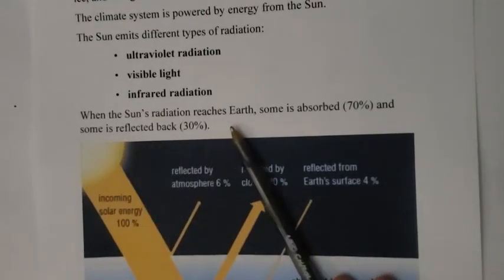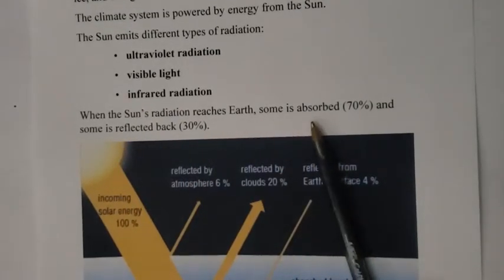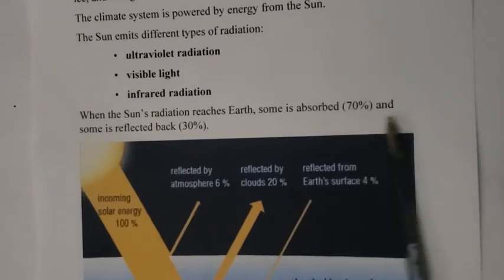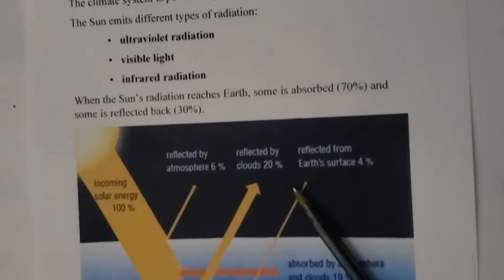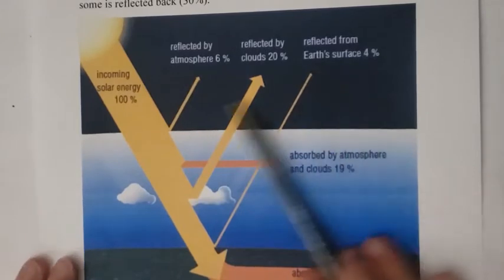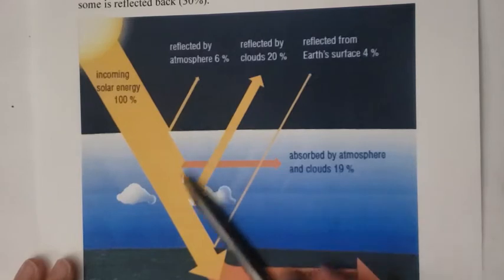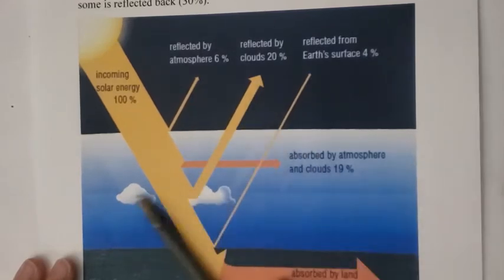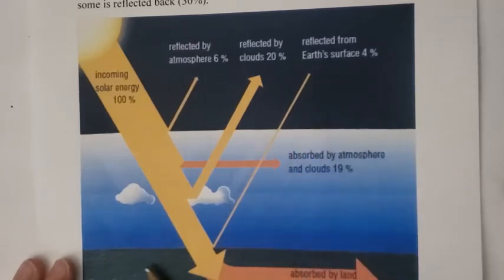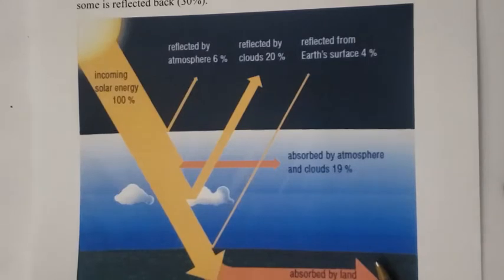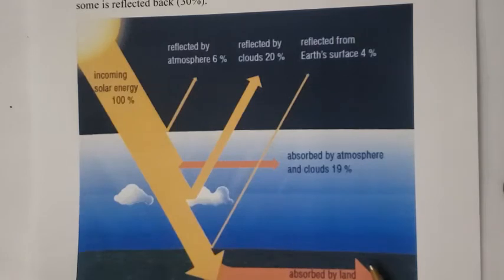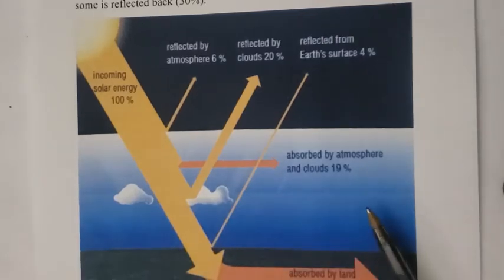When the sun's radiation reaches the Earth, some of it is absorbed, 70%, so most of it, and some of it is reflected back. When you look at this picture here, we see here's 100% of the incoming rays, and 6% is reflected by the atmosphere. We have another 20% reflected by the clouds, and then a little bit, 4%, reflected by the surface of the Earth. So it depends on what's on the Earth. If it's ice, it reflects really well. If it's just sand, not so much. And then the rest of it is absorbed.